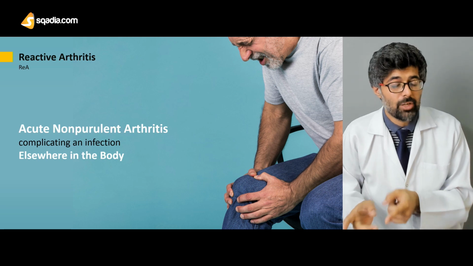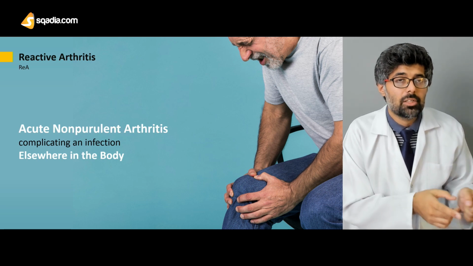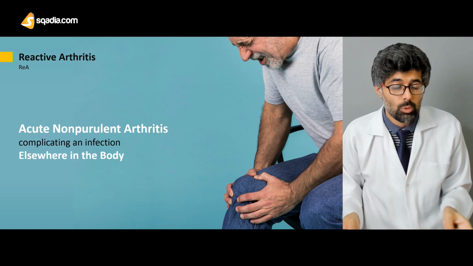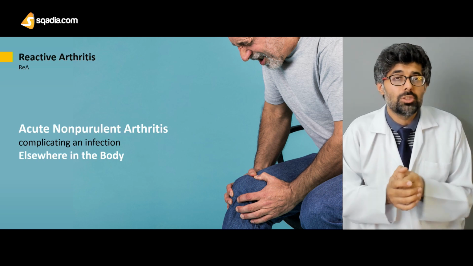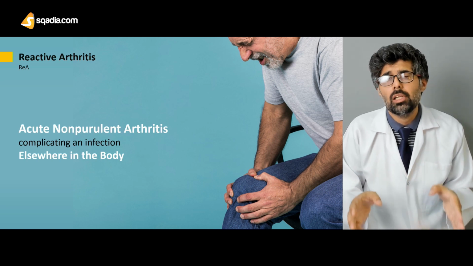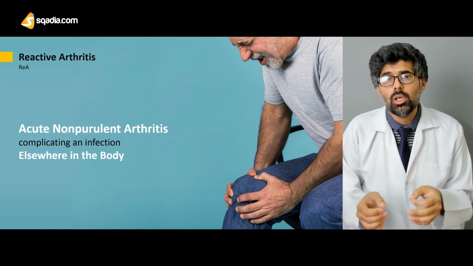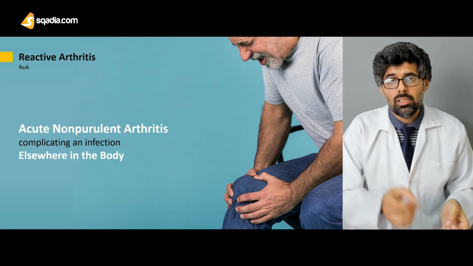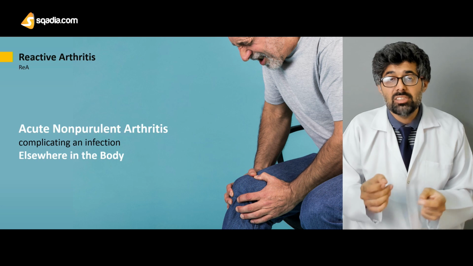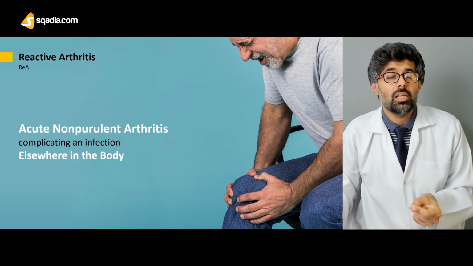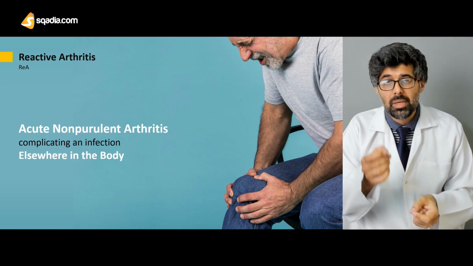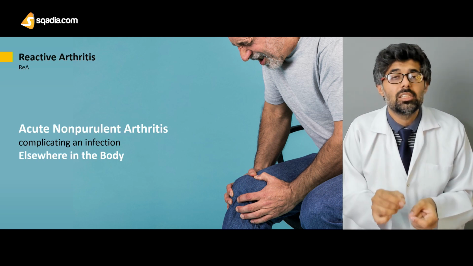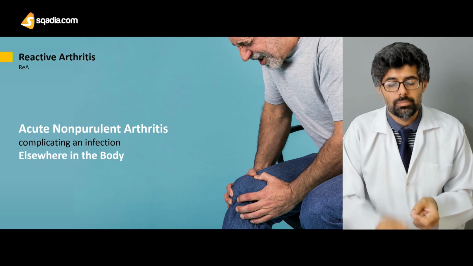But both infectious arthritis and reactive arthritis have the same symptomatology. They both result in swelling of the joint, they both result in redness, all the typical inflammatory joint signs. The only difference is that in reactive arthritis, the bacterial infection resides somewhere else, while in infectious arthritis, the bacterial infection starts and is present inside the synovium of the joint.